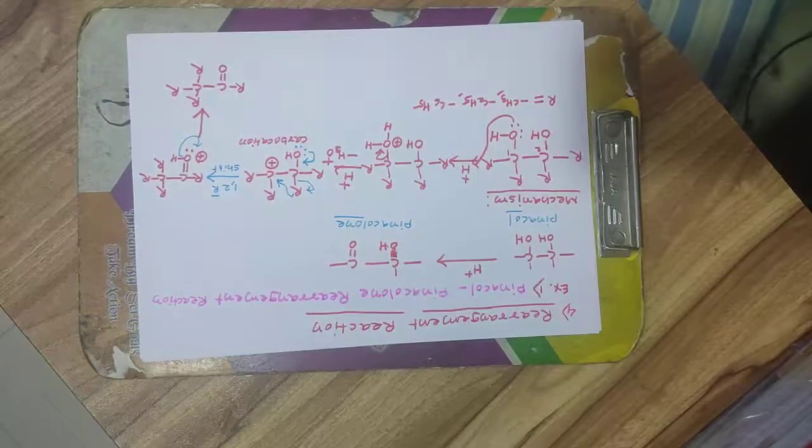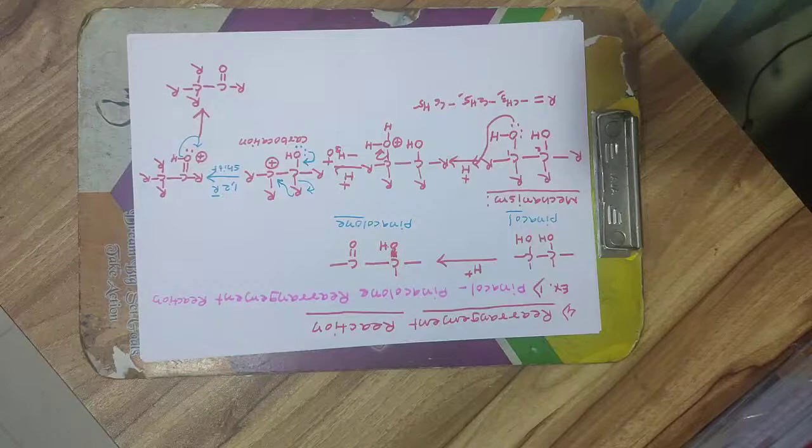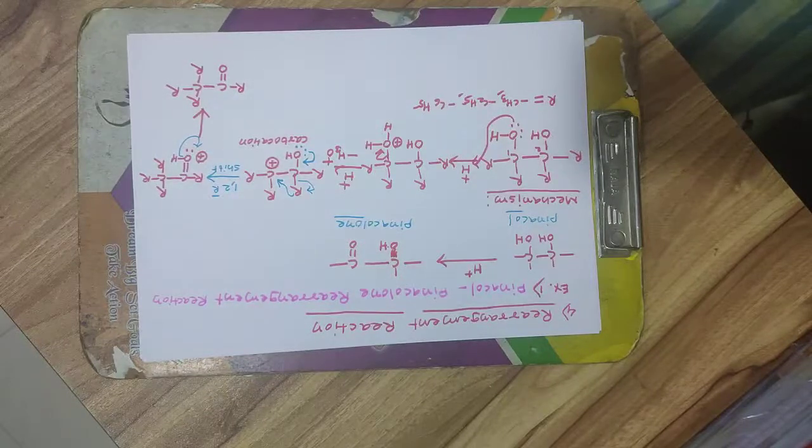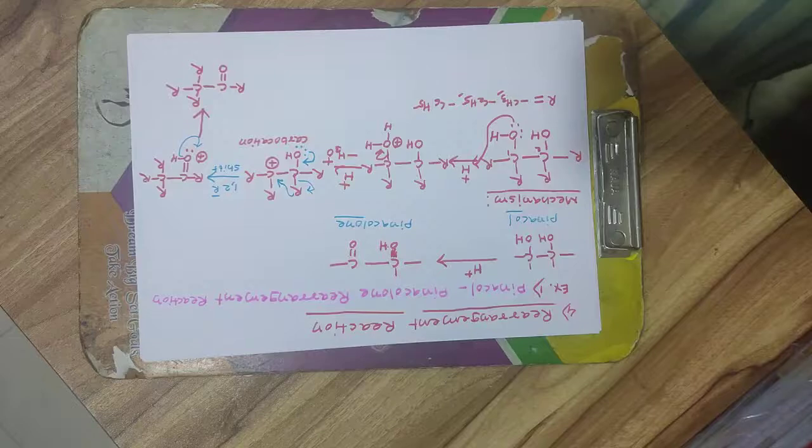So in this way, we have seen what is meant by a rearrangement reaction. In this way, we have seen there are 4 types of chemical reaction. Depending upon bond breaking and bond forming, they are classified into 4 types.